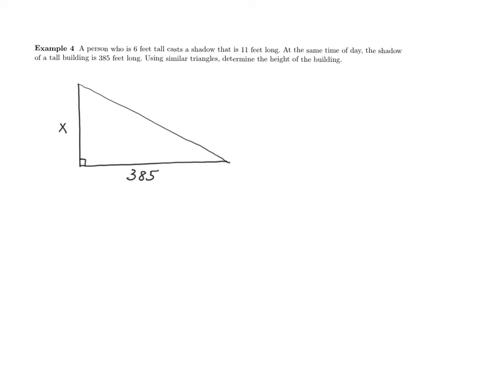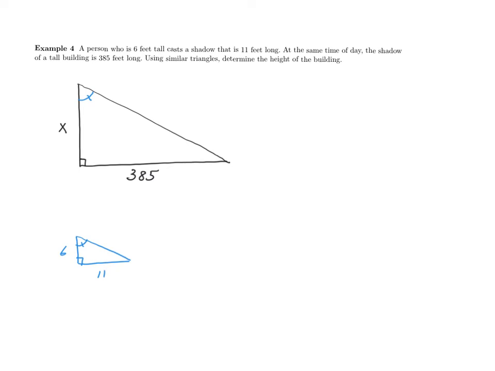Now, likewise, at the same time of day, meaning the rays of light are coming in at the same angle here, there is a person who is 6 feet tall, and their shadow is 11 feet. And this is certainly a right triangle, and the rays of light create an angle here. This angle is equal in measure to this angle, and that's because this is happening at the same time of the day.